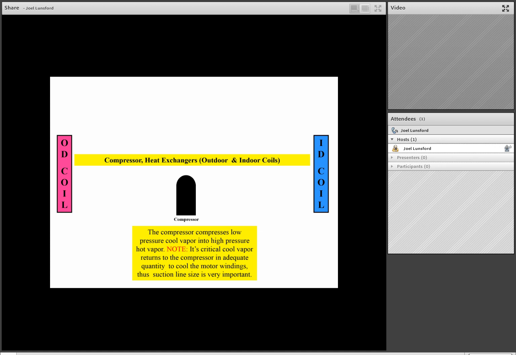Now as we start talking a little bit about those components individually, what is the compressor? The compressor is designed to compress low pressure cool vapor into a high pressure hot vapor refrigerant. Now note, it's critical that cool vapor returns to the compressor in adequate quantity to cool the motor windings. Thus, suction line size is very, very important. So this can't be overstressed. The compressor is designed to compress cool vapor into high pressure hot gas.